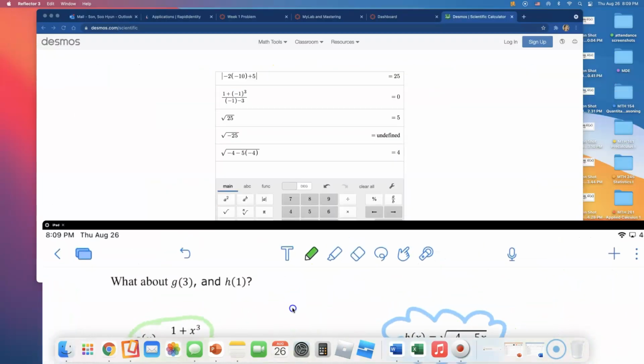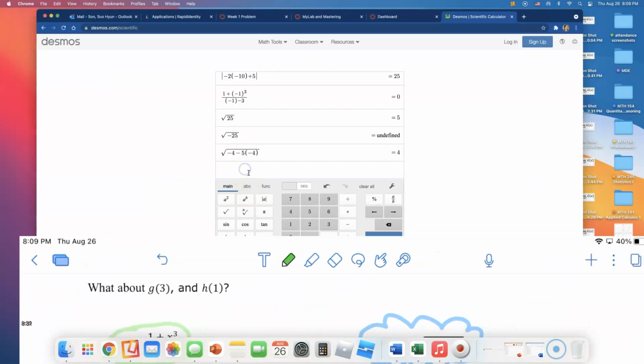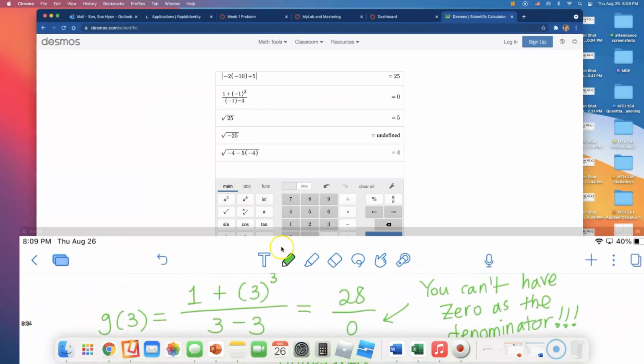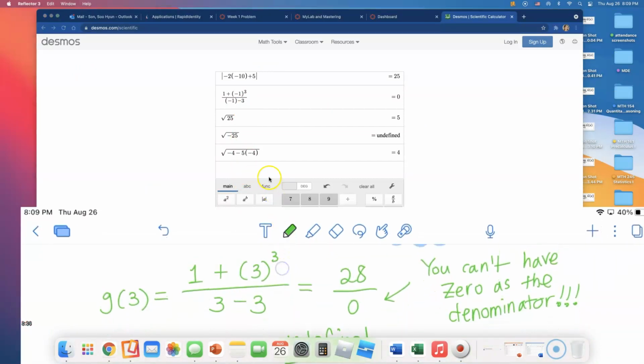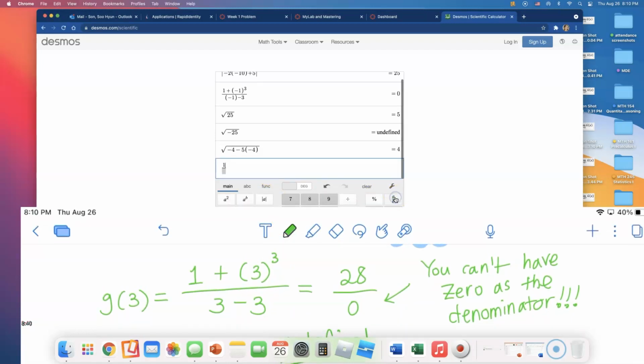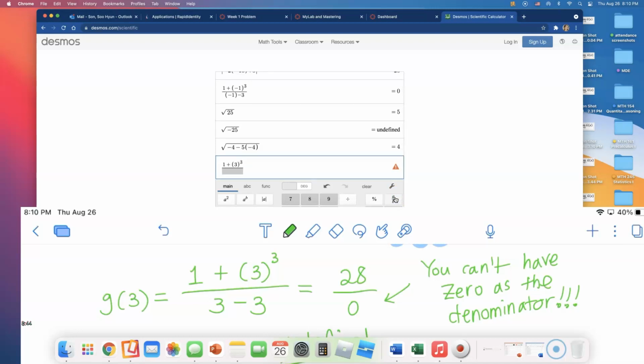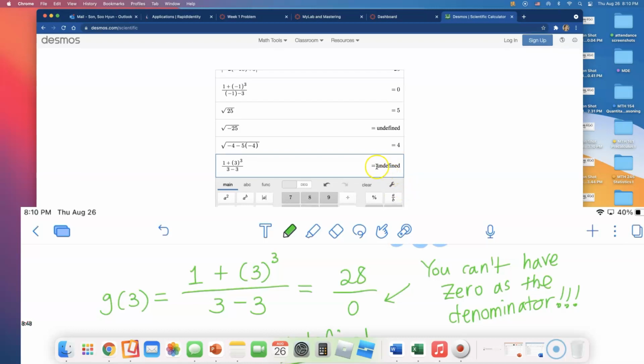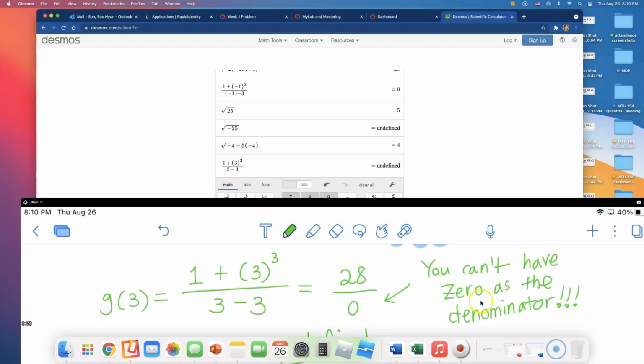If I plug in 3 into this function, I'll go ahead and type this in. I'll show you. So fraction bar, 1 plus 3 cubed on top of the fraction, and in the bottom of the fraction I have to do 3 minus 3. Take a look at what the calculator says. It's undefined. So when you have 0 in the bottom of the fraction, the expression is undefined.